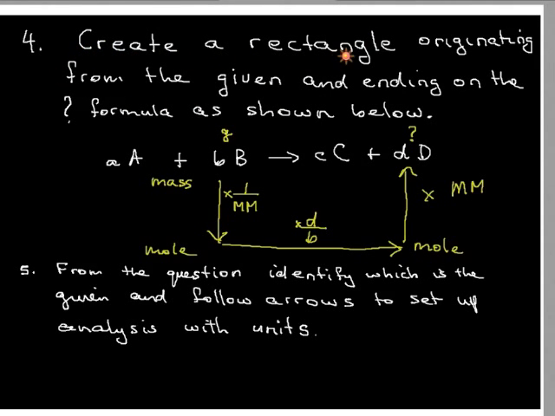I then want you to create something that looks like a rectangle, and it must originate from the given and head towards the question mark, but it has to have a rectangle with 4 known corners. The top corners are reserved for mass values. The bottom 2 corners are reserved for mole values. And you want to create arrows originating from the given, so you have an arrow going down here as I'm showing, then across and heading towards the question mark.